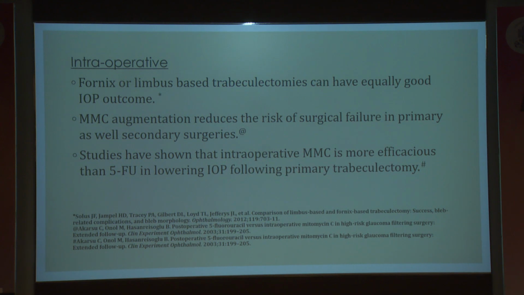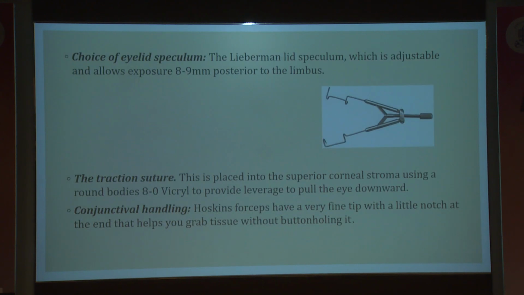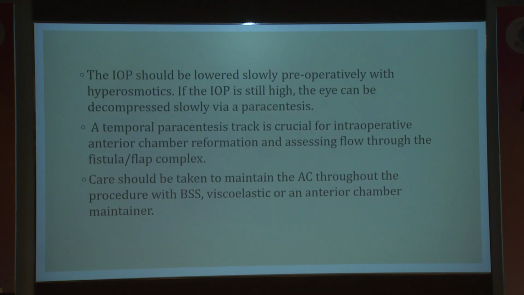So intraoperatively, both fornix and limbus-based surgeries do equally well. MMC augmentation is much better than 5-fluorouracil. Certain speculums like the Lieberman speculum are good. And for conjunctival handling, the most important thing is using the right forceps. So the Hoskins forceps is what I always recommend. Never use a toothed forceps.